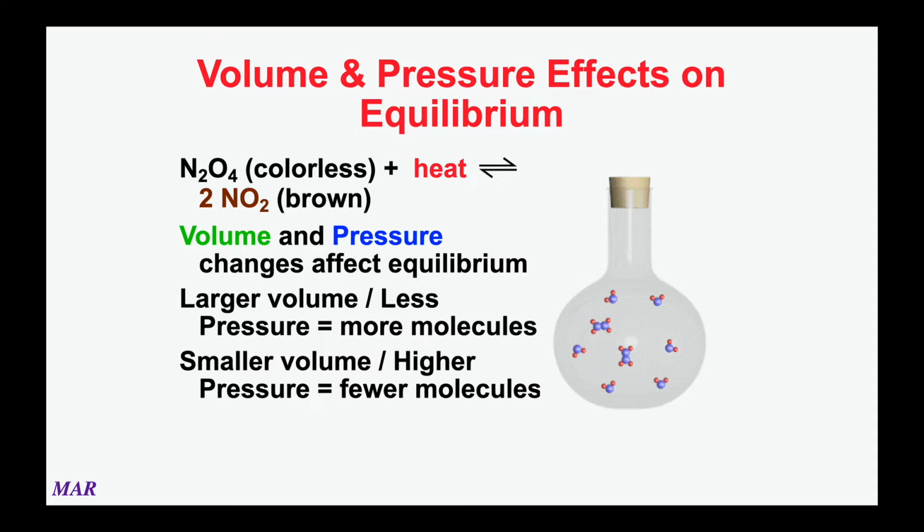So to make sense of this, let's go back here to the N2O4 NO2 example. Well, N2O4 is 1 mole, and that makes 2 moles of NO2, 2 NO2s. So more molecules would be the NO2 side, fewer molecules would be the N2O4 side.